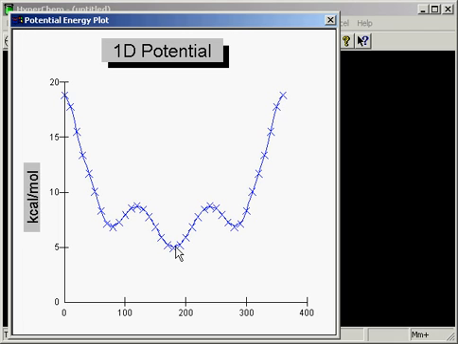Thus we see that there is the anti, or the all-trans version of butane, and then there are two other gauche conformations of that torsional angle, which are higher energy but nevertheless are local minima.